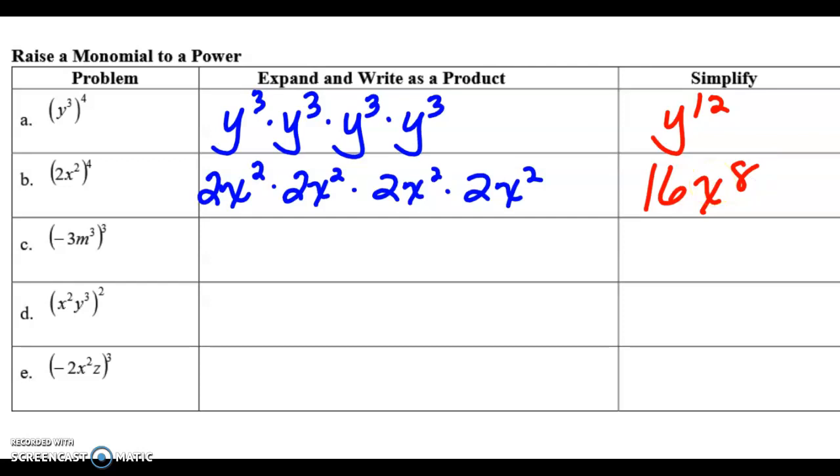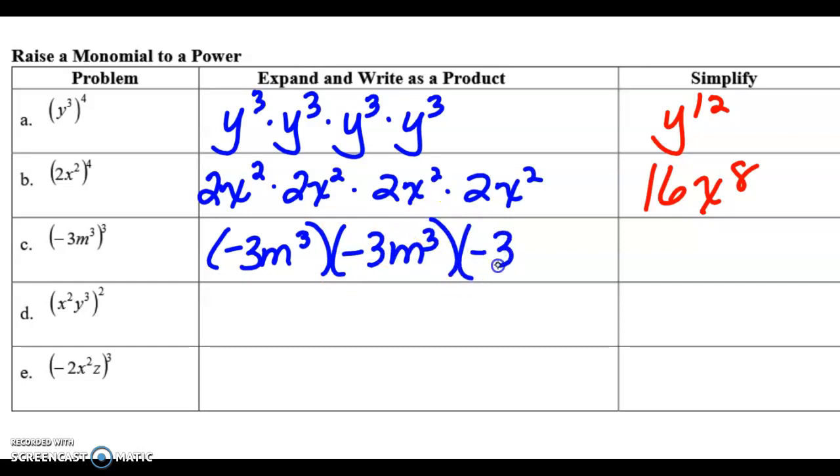Okay, next problem. I do have a negative, so make sure you're aware that you have that. And we have 3 times. These are coefficients. Negative 3 times negative 3 is 9, times negative 3 is negative 27. Again, you could use that on your calculator if you wanted to. I have 3 m's, 3 more make 6, 3 more make 9.